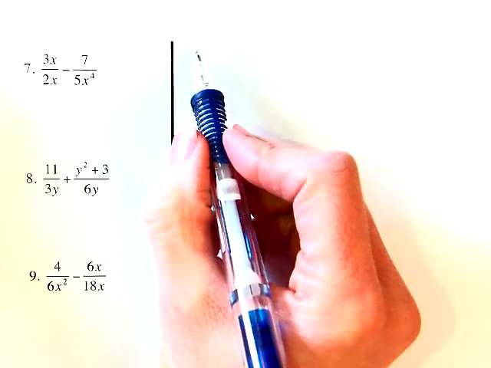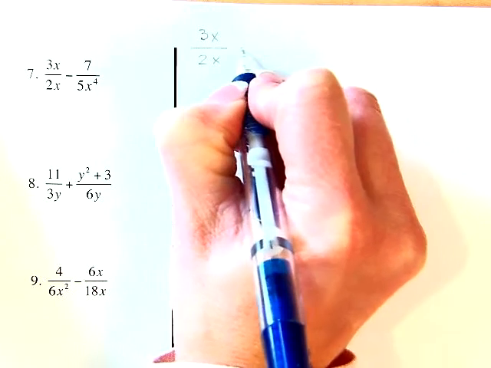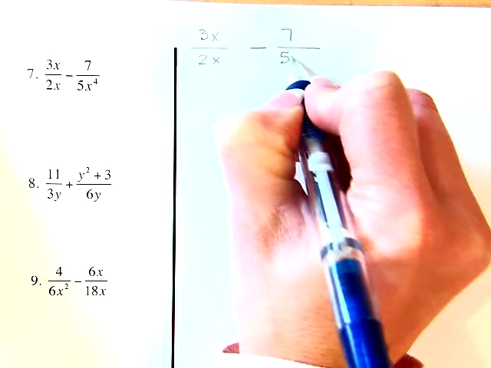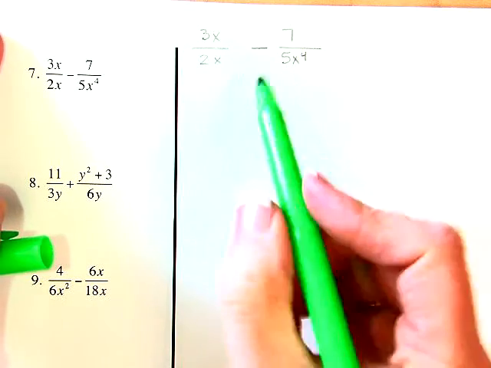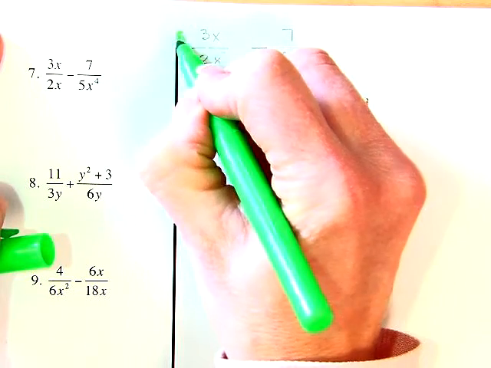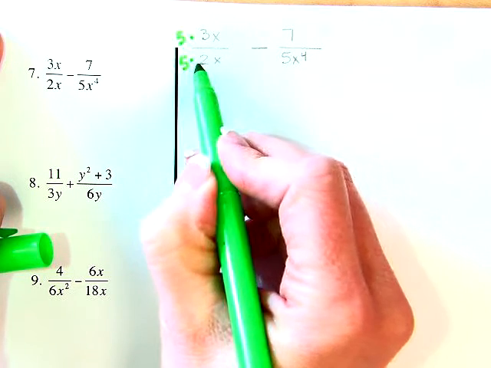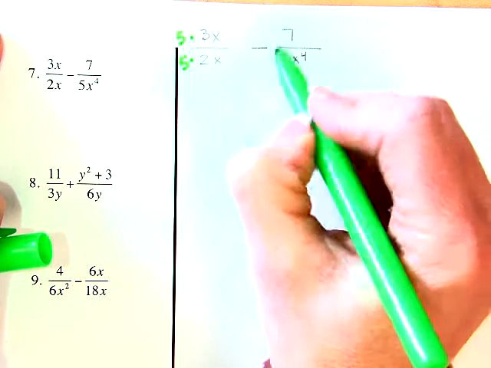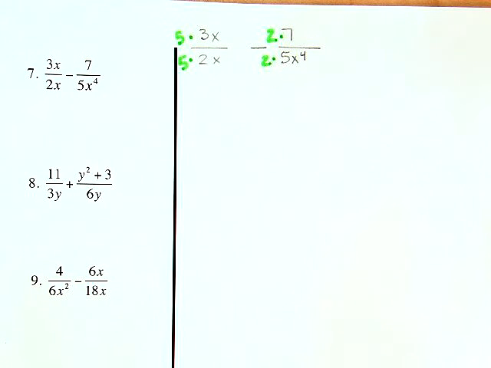And so again, what I'm going to do, I'm going to rewrite this so that I can write 3x over 2x. I'm going to give myself some space to do some multiplying there. And then 7 over 5x to the 4th. And let's just start with green. I want a 10 coefficient, so I need to multiply by 5 to get a 10x. So I'm going to multiply the top out as well. And then down here, I need to multiply by a 2 to get that 10. Okay?